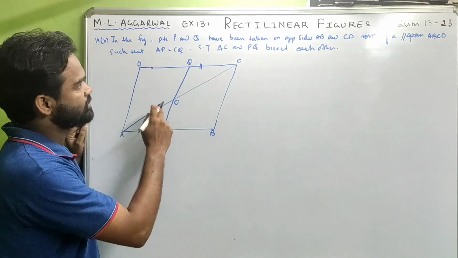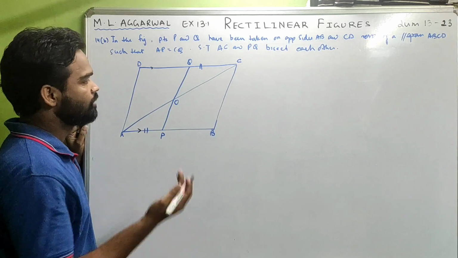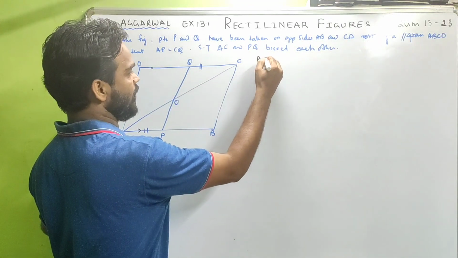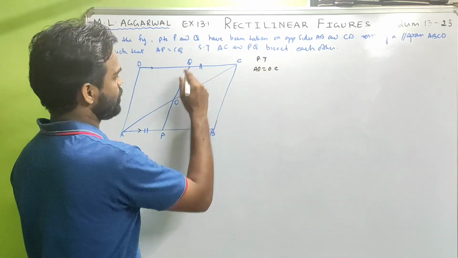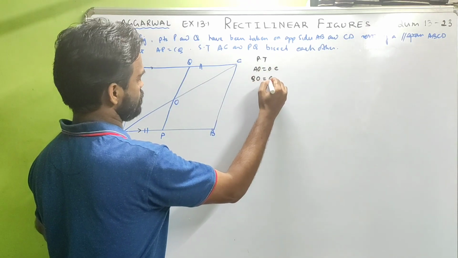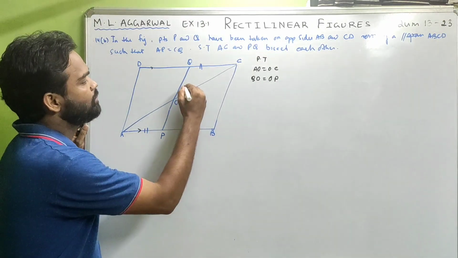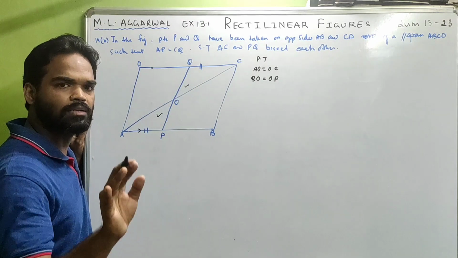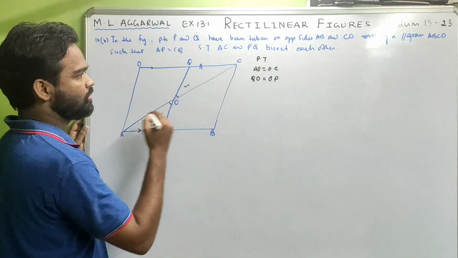Show that AC and PQ bisect each other, which means basically we need to prove that AO is equal to OC and QO is equal to OP. We need to prove that. Okay, very easy. Show that these two triangles are congruent. Look, this angle and this angle will be equal.